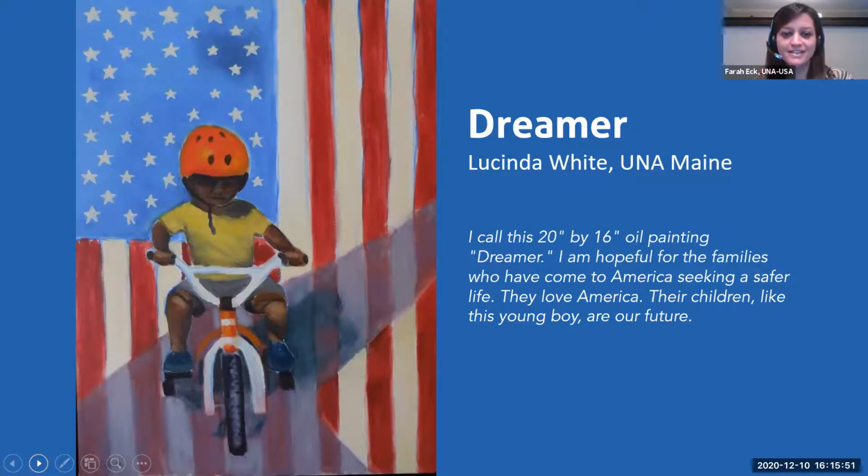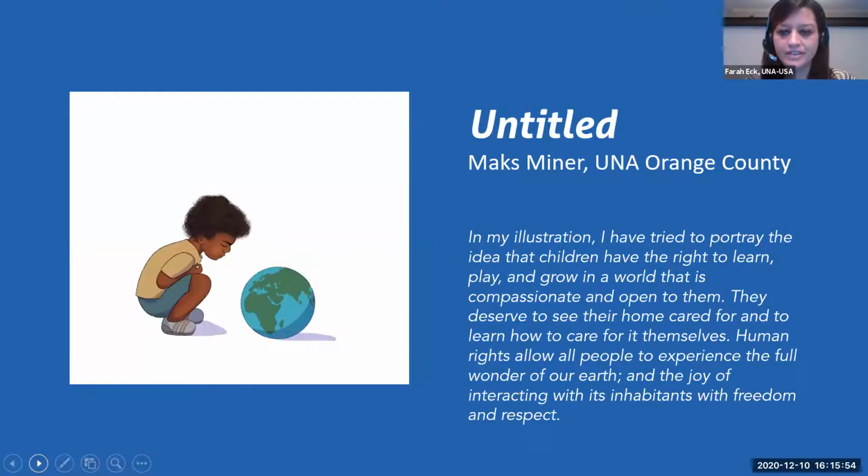So we'll move to our next piece, which is Untitled, but the artist is Max Miner, who also is a UNA member, which is terrific, from the chapter in Orange County. In my illustration, this is his words, I have tried to portray the idea that children have the right to learn, play, and grow in a world that is compassionate and open to them. They deserve to see their home cared for and to learn how to care for it themselves. Human rights allow all people to experience the full wonder of our earth and the joy of interacting with its inhabitants with freedom and respect.